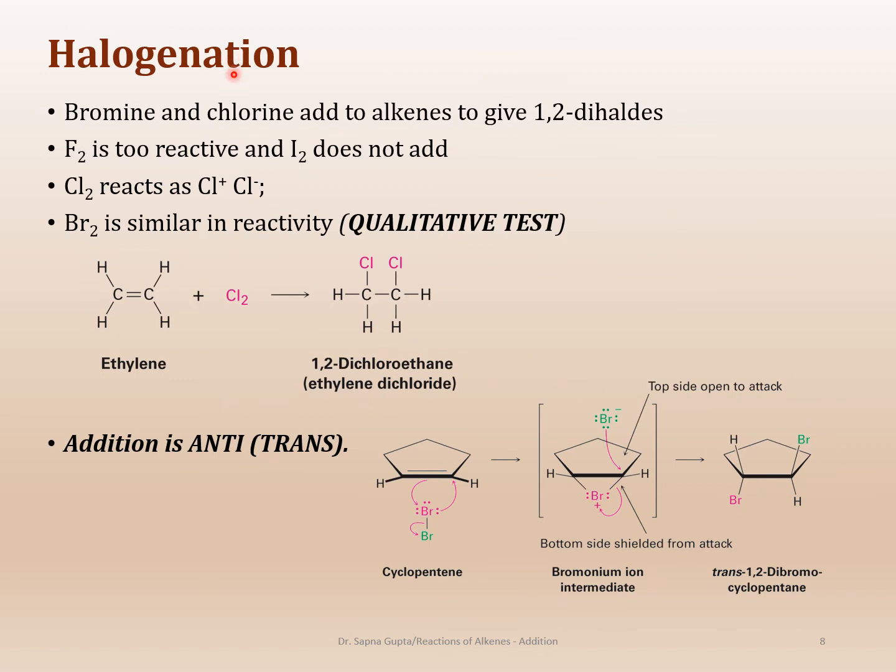The next addition reaction is halogenation. Halogenation is, of course, addition of a halogen. Bromination and chlorination are usually the two most common reactions, adding halogens to give the dihalides. Fluorine is very reactive, and I2 or iodine does not really add very well. Remember, iodine is a huge molecule, and so it's quite stable on its own. And fluorine is too small and it's very reactive. So it's preferable to do bromine and chlorine additions only.